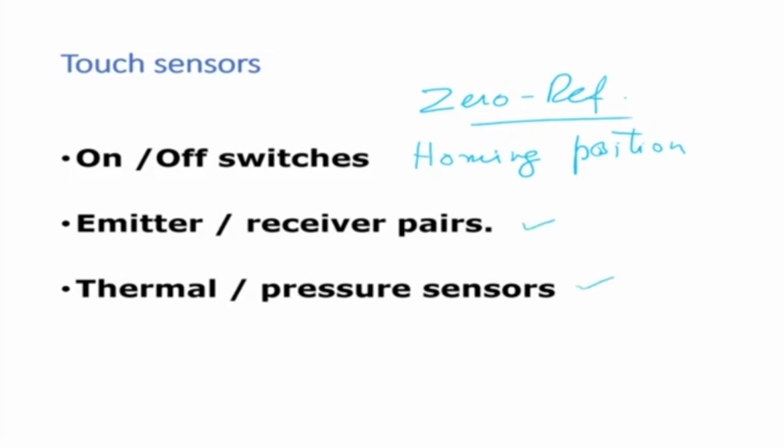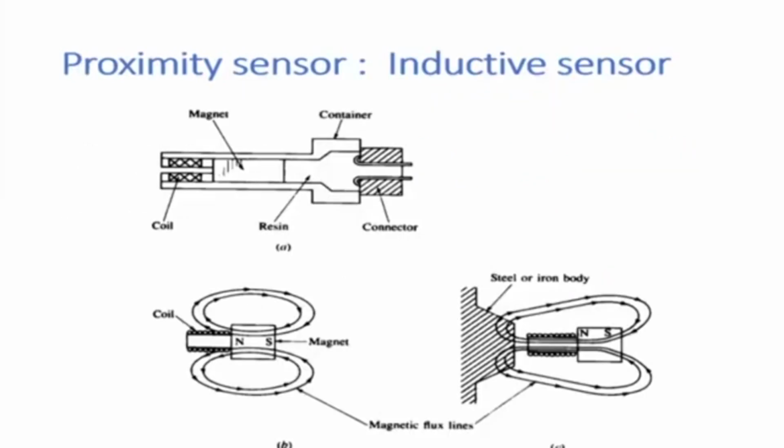Thermal pressure sensors are also used for contact kind of sensing. Proximity sensors are the sensors commonly used for sensing if there is an obstacle in front in mobile robots, or even in serial arms for safety purposes. How it works is very, very simple. There are a couple of proximity sensors, like the inductive sensor or the Hall effect sensor. Proximity means they don't have to touch. If it comes near an obstacle, it will know.